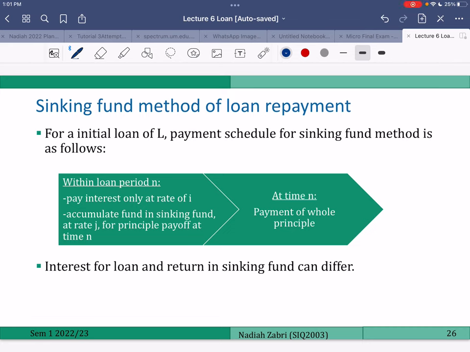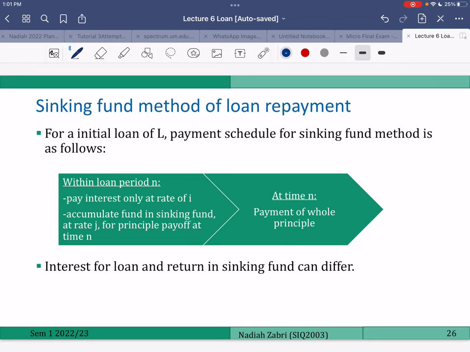Before this we went through level loan payment and varying loan payment. The sinking fund method of loan repayment is another method of paying off your loan. This is how it works. For an initial loan of L, the payment schedule for the sinking fund method is as follows.